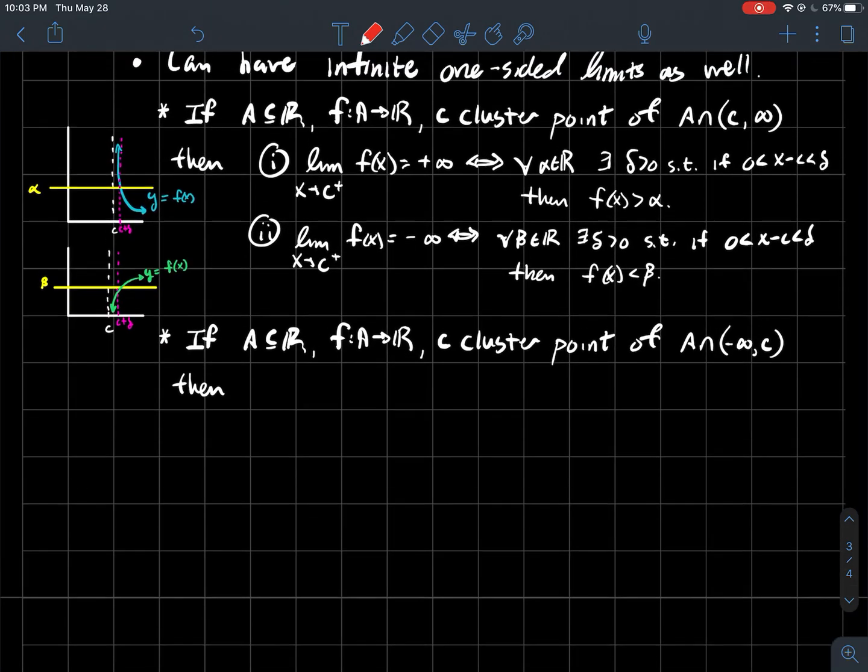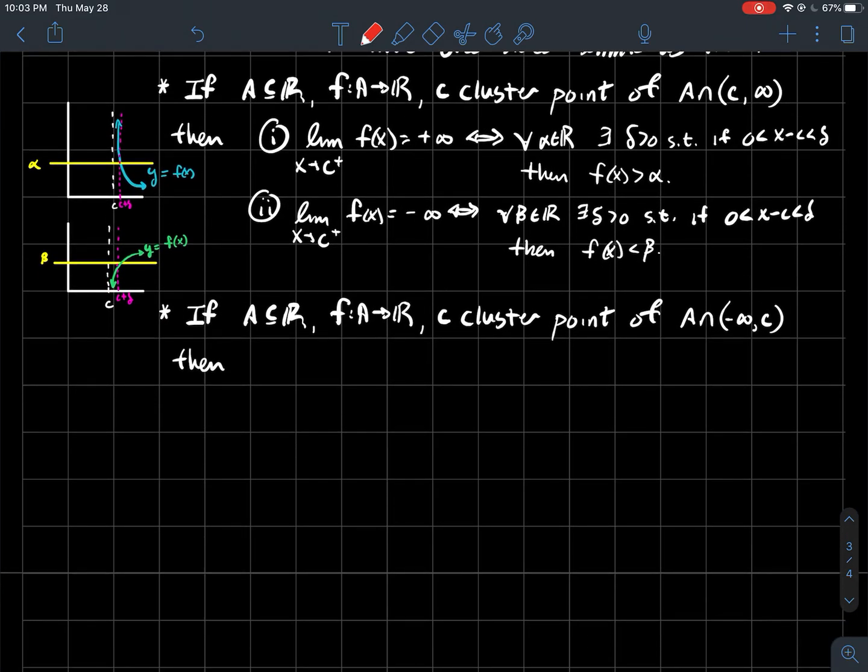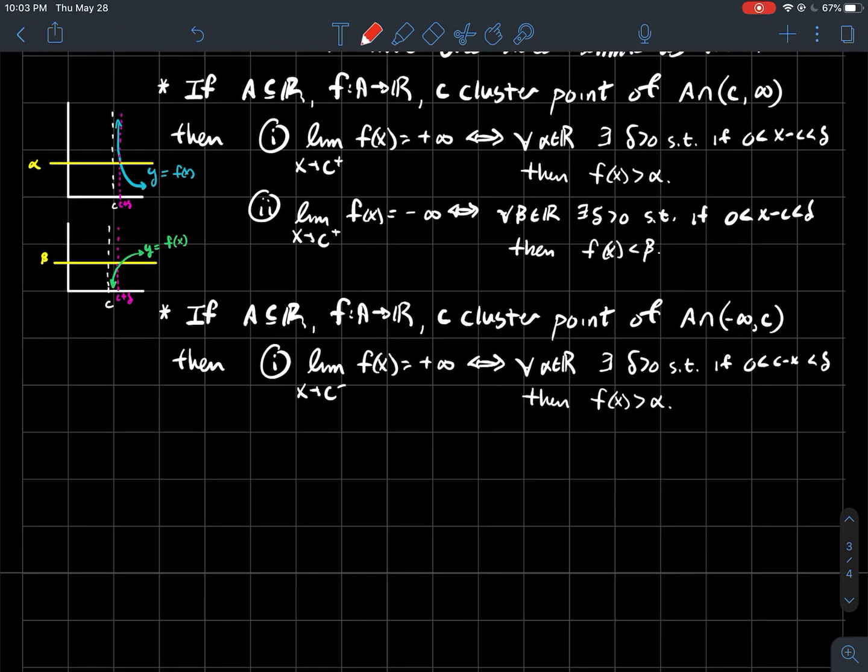And there's a corresponding definition for the left-hand limits. So what's different now? This is trying to say that I'm looking at points in A that are to the left of c. Then we'll say you go to positive infinity from the left if, same idea, and if you're coming from the left, then c is to the right of x, so c minus x is positive now. That's really all that's different in this definition.